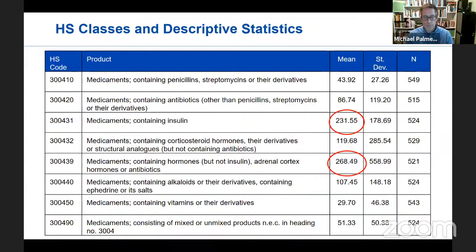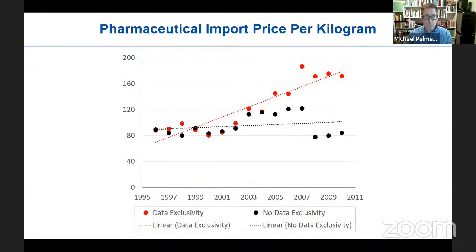But we really want to see how prices changed over time and how this was different once countries had data exclusivity enacted in their laws, which brings us to this slide, which is really the most important slide of the whole presentation. It's the main idea. This figure compares annual average price per kilogram paid by importing countries each year by countries without data exclusivity and with data exclusivity over the 15-year period. And it's clear that the price increased at a higher rate in the countries that had enacted data exclusivity.